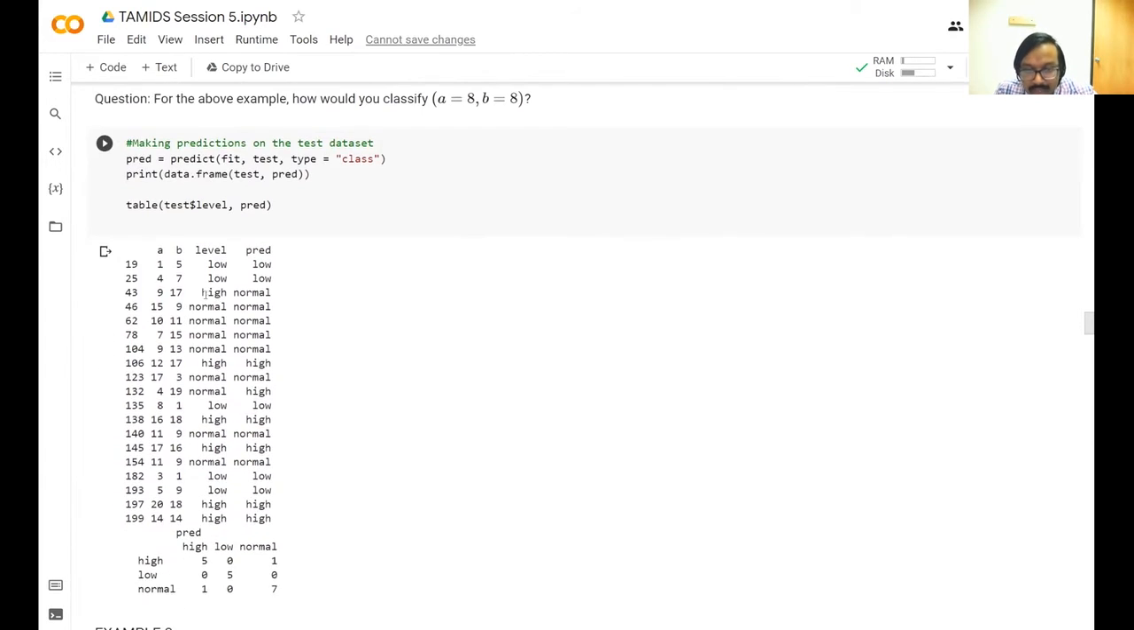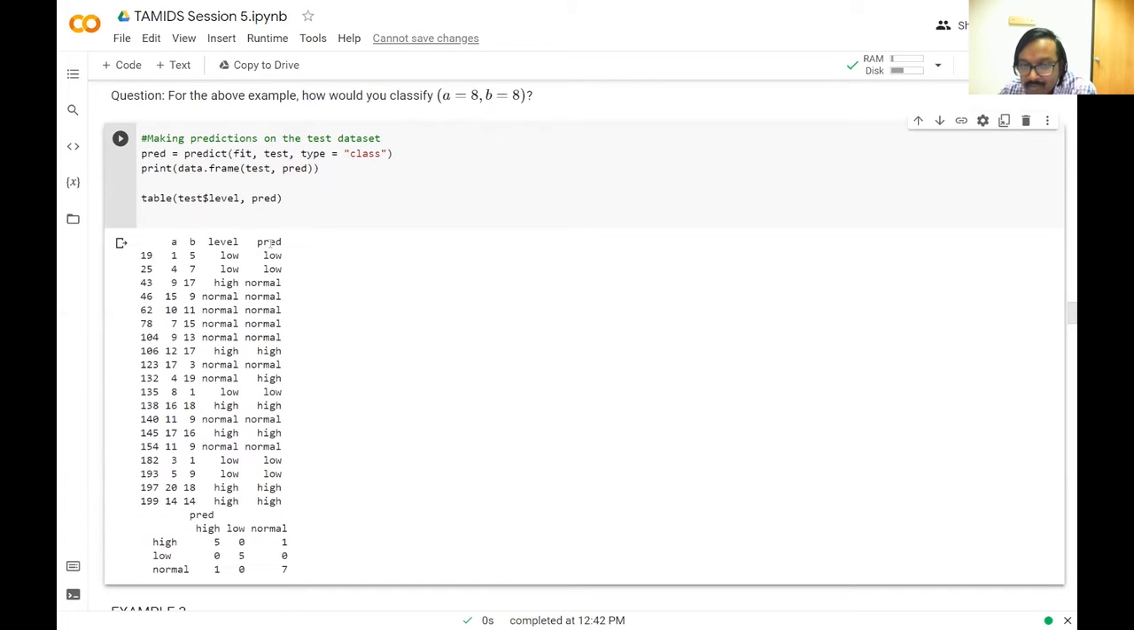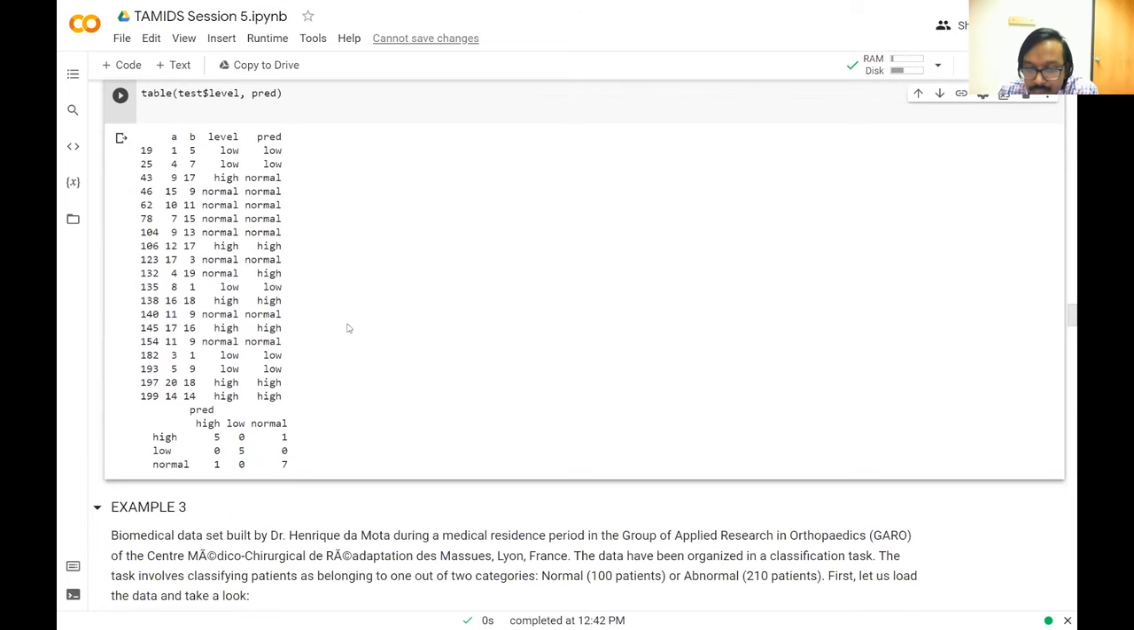If we simply look at the performance, we can see that A and B are the values, and we have the level, which is the actual levels, and we have the predicted values. We see that in most cases, we have predicted them correctly, but a couple of them were not correctly predicted. We predicted the highs as normal, and we predicted one of the normals as high. Based on that, we can look at the table and look at the performance. If we want, we can also calculate the accuracy here.